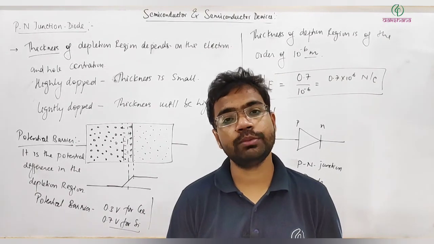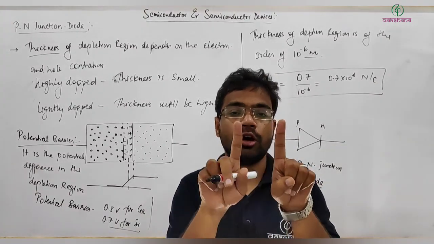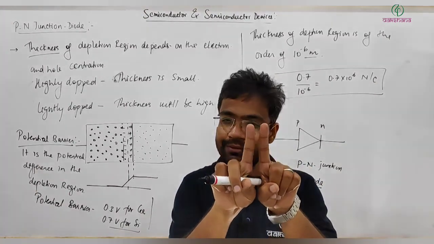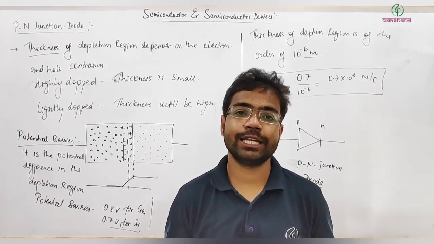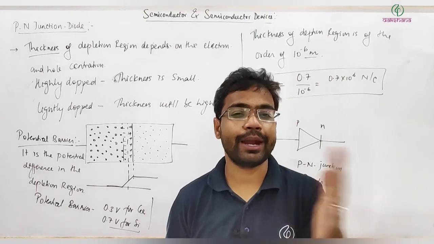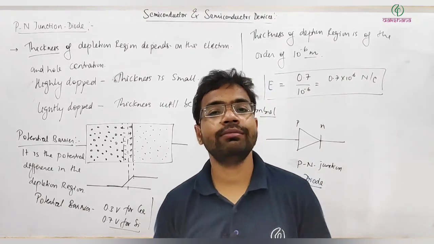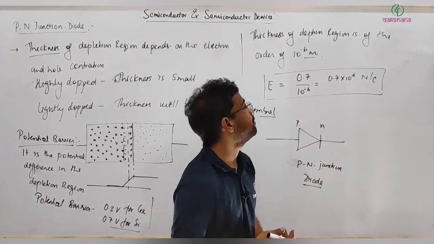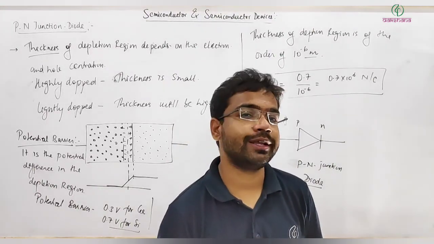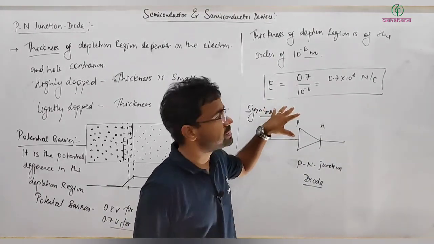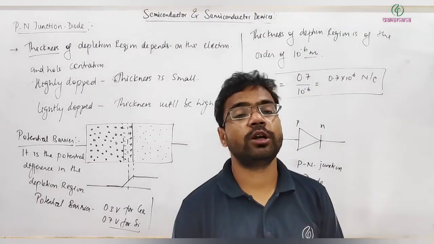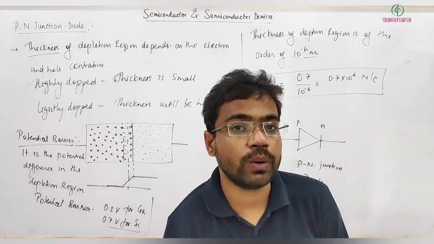So in case of highly doped, the thickness of the PN junction or depletion layer will be very small. In case of a lightly doped PN junction, the thickness will be quite large, comparatively. Overall, it will be of the order of 1 micrometer, or 10 to the power minus 6 meter. If we go for electric field strength, that will be of the order of 10 to the power 6 Newton per Coulomb.